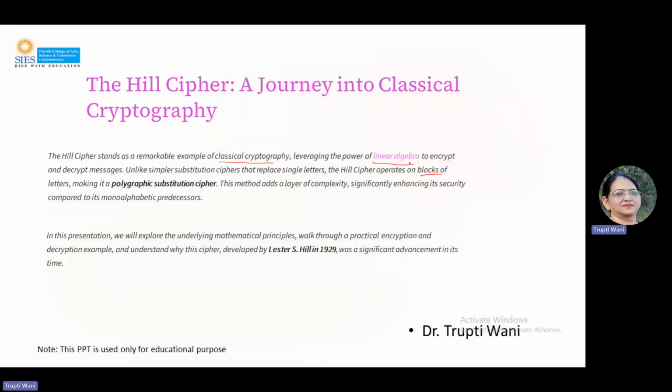So instead of one single letter at a time, as in the simple substitution cipher we saw, Hill cipher converts blocks of letters, meaning more than one letter, into the ciphertext at a time. It uses a polygraphic or polyalphabetic substitution cipher.